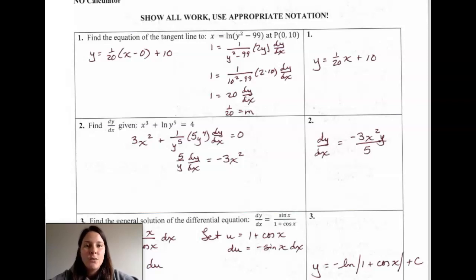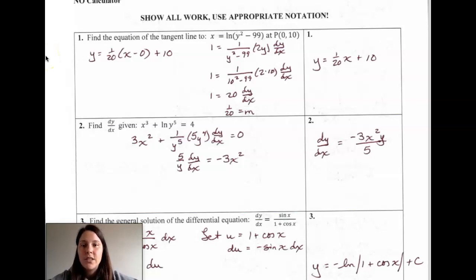Derivative of natural log is 1 over, in this case, the y squared minus 99. And then we've got that chain rule piece. So you multiply by the derivative of what's inside, which gives you that 2y. And then the chain rule of y is multiplying by that dy dx. Now in this case, we don't need dy dx solved for all alone. So at that point, I substituted in the x and y values. So 0 for x, which we didn't have any x's, and then 10 for y. And then I numerically solved for dy dx to get the 1 over 20 for our slope.